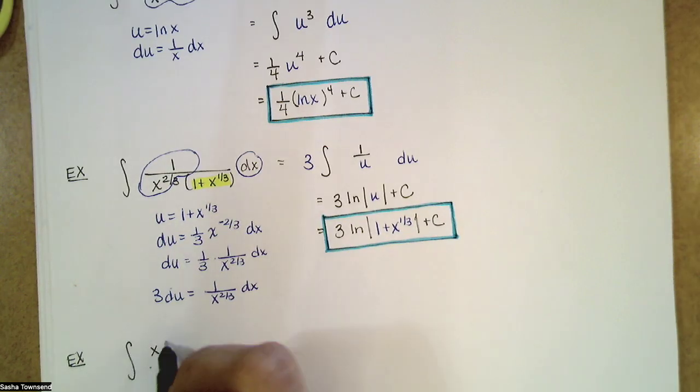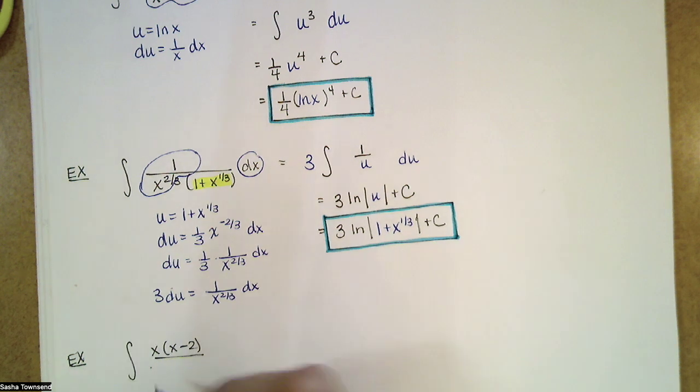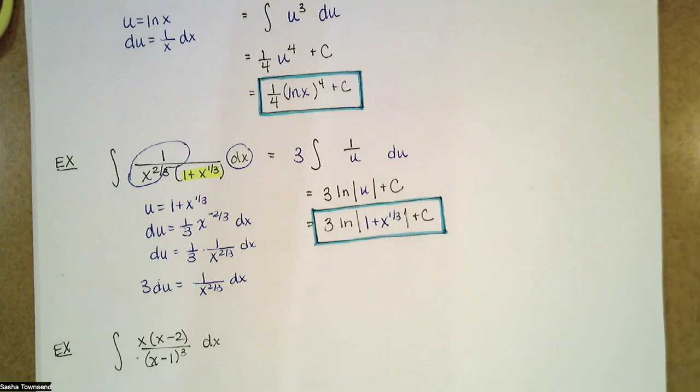This one's kind of fun. We've got x times (x minus 2) divided by (x minus 1) cubed. Okay, there are a lot of parentheses there. So do I have a rule for that? No, not yet. But could I possibly write this all in terms of a new variable u, where I would have a rule for that?